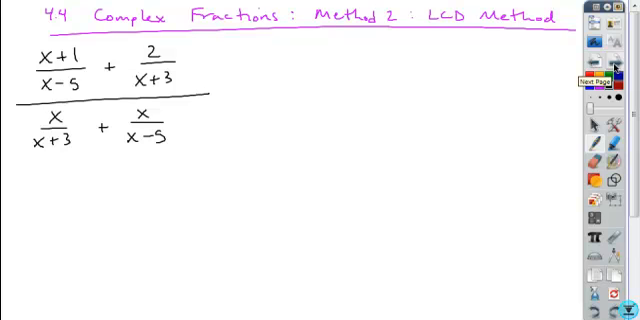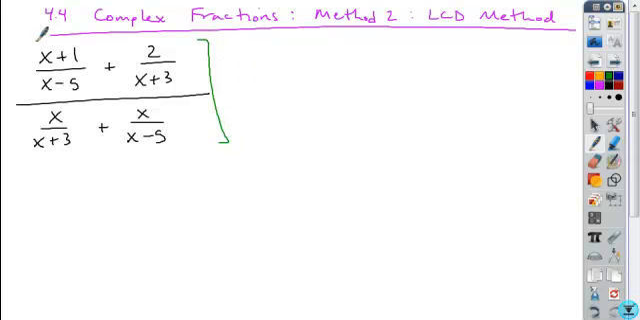More efficient in some situations. It's called, again, I'll label it either method 2 or the LCD method. And instead of converting the numerator and denominator of the whole fraction into individual fractions, what you're going to wind up doing here is looking to cancel the fractions in the numerator and cancel the fractions in the denominator. And you do that by multiplying the top and bottom, the entire fraction.